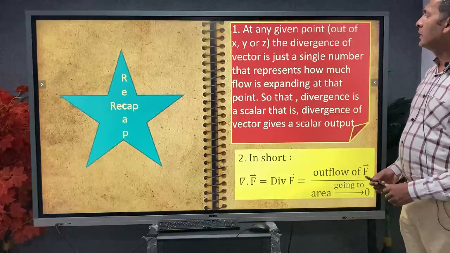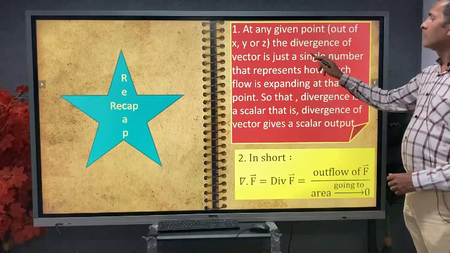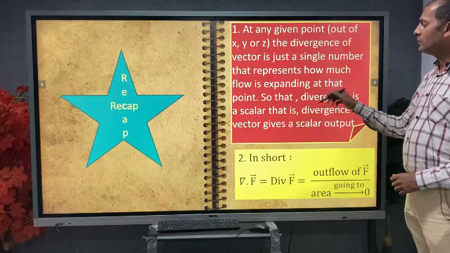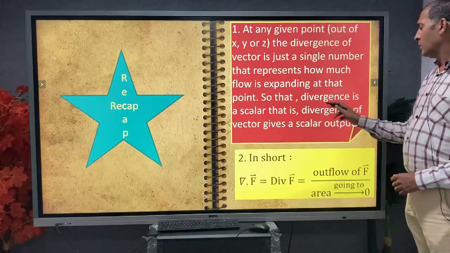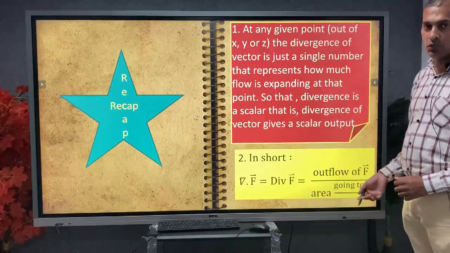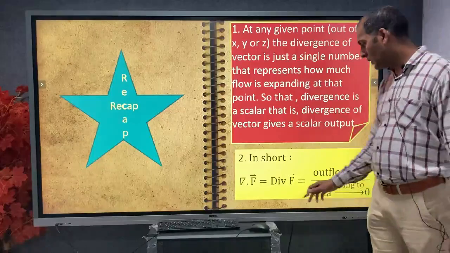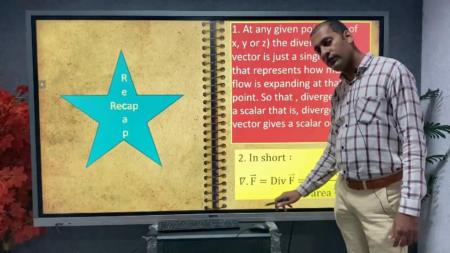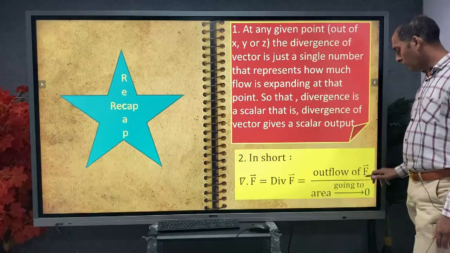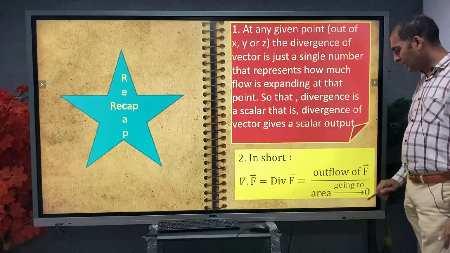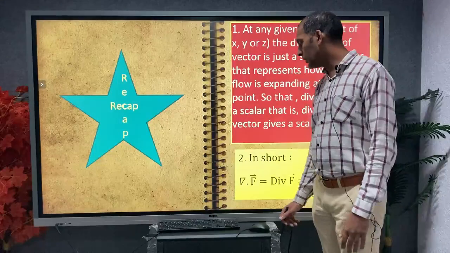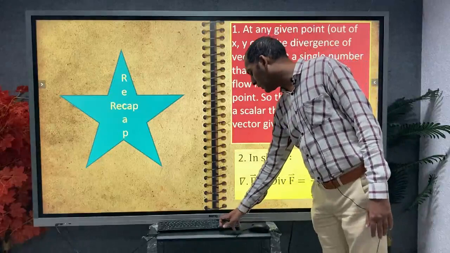What we have to remember: at any given point, the divergence of a vector is just a single number that represents how much the flow is expanding at that point. So the divergence is a scalar, that is, the divergence of a vector gives a scalar output. We have to remember. In short, del dot F bar, any vector, is equal to the divergence of F. It is outflow of force where the area is shrinking to 0, and force is going out in all the directions.